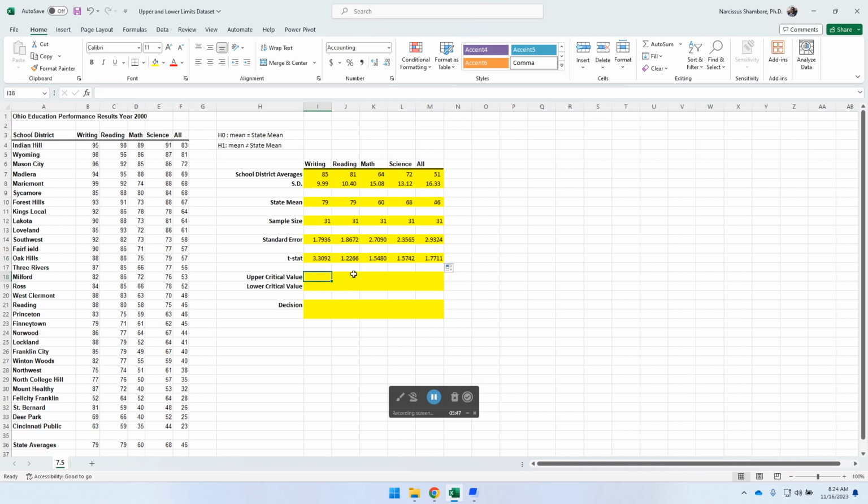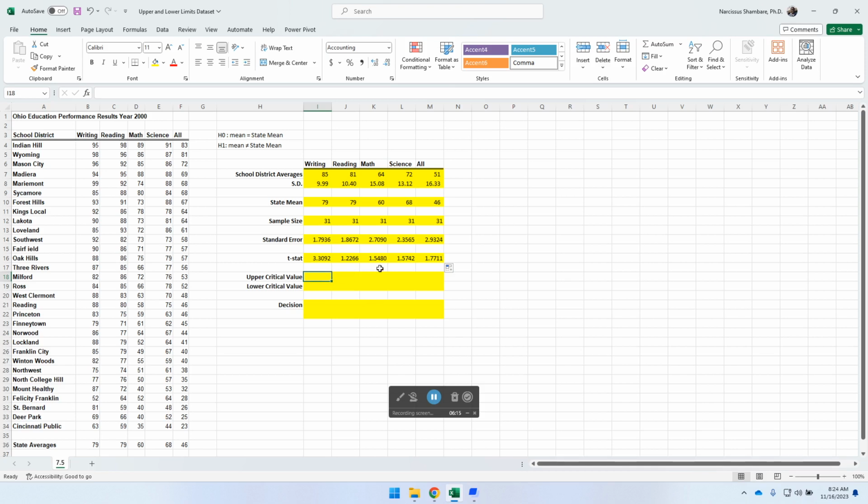Again, as I've already mentioned, the critical value is a threshold or a cutoff point beyond which you reject the null hypothesis in hypothesis testing. It's determined based on the chosen level of significance, usually denoted as alpha, which represents the probability of rejecting a true null hypothesis. So basically, how do we determine the cutoff point?